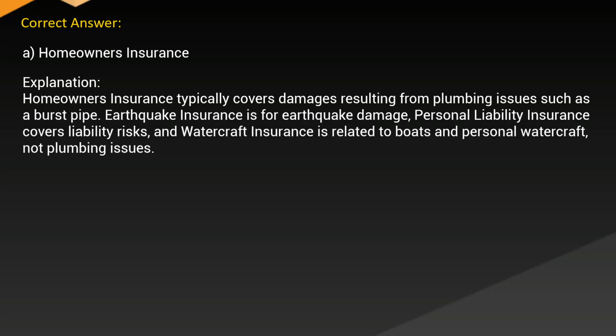Correct answer: A. Homeowner's insurance. Explanation: homeowners insurance typically covers damages resulting from plumbing issues such as a burst pipe. Earthquake insurance is for earthquake damage. Personal liability insurance covers liability risks, and watercraft insurance is related to boats and personal watercraft, not plumbing issues.